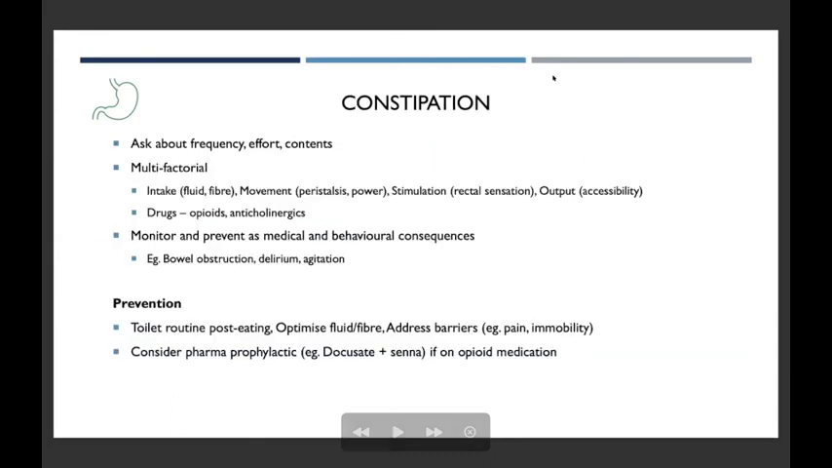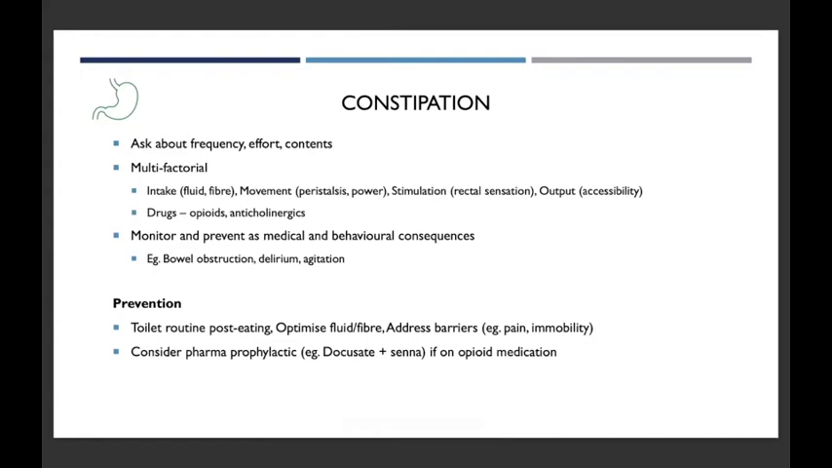Let's move on to constipation. Once again, good history is really important. So ask about frequency. When was the last time they went? What's the normal pattern, the effort? Are they having to strain, sit there? How long is it taking? What's it taking for them to pass anything through? If anything, and contents, are they passing anything at all? Hard stools, soft stools, what's the consistency?